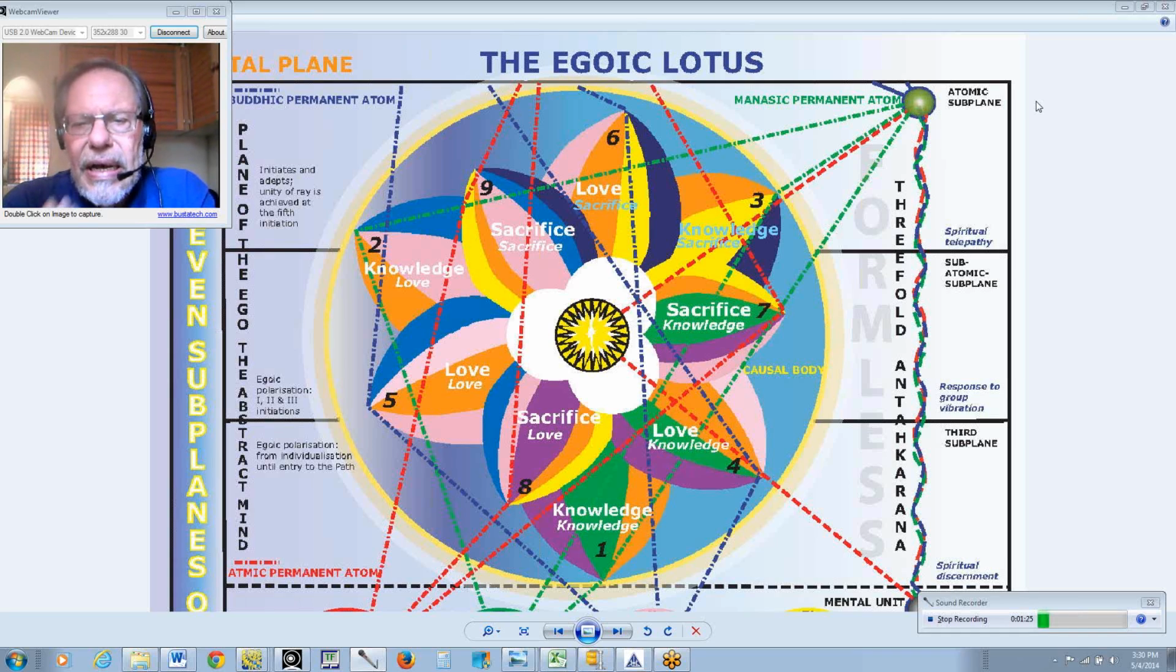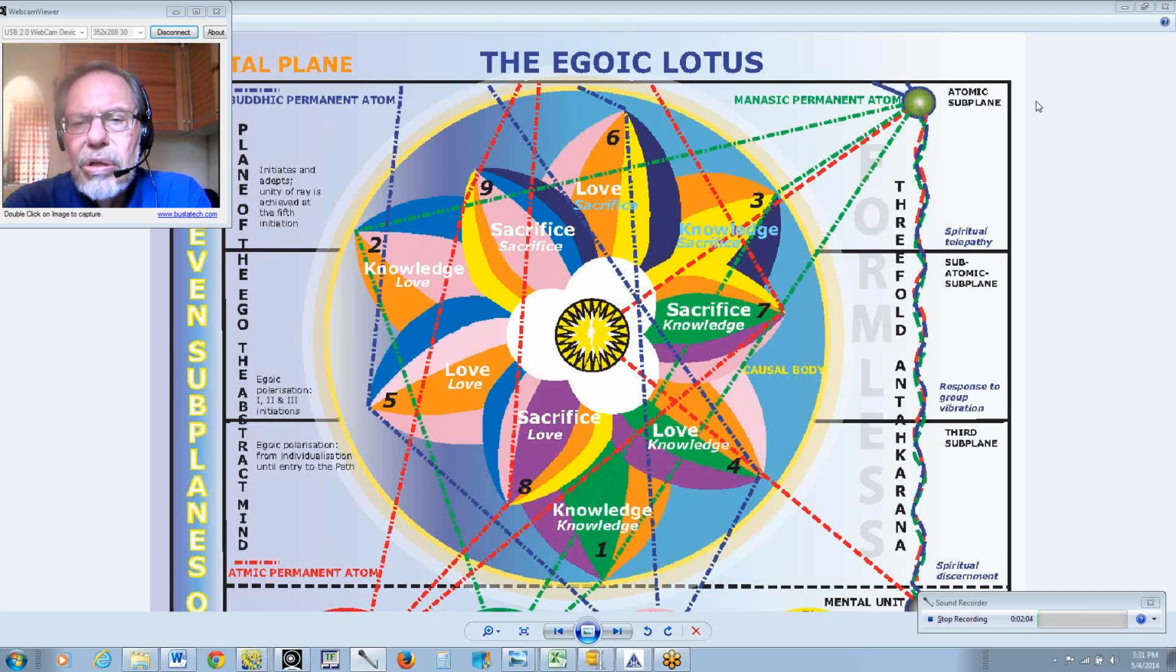Maybe more importantly, he has established the meaning of that which is to be seen. And we can get some idea, a good idea, about the developmental process of the human being by examining the Egoic Lotus and the different phases through which it passes, perhaps over a 25 million year period.